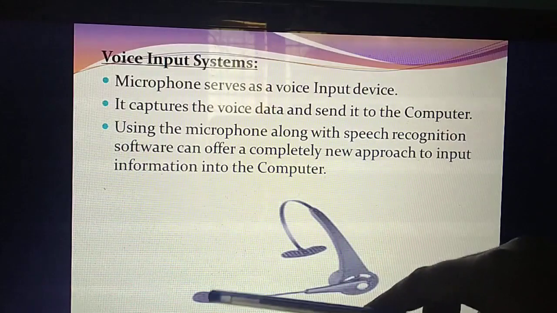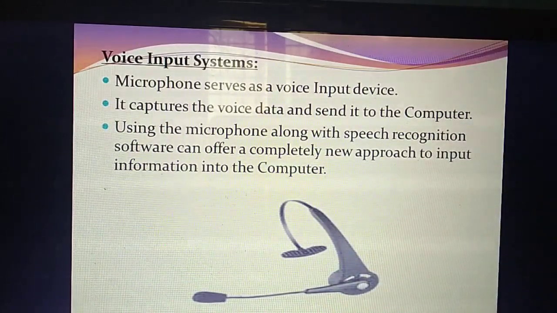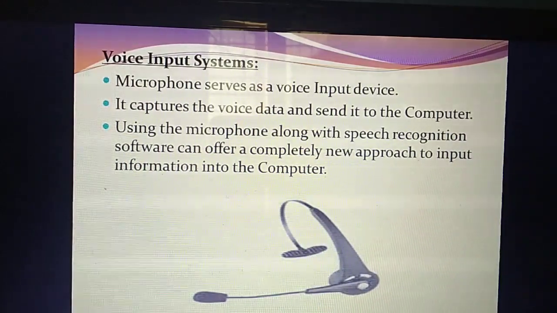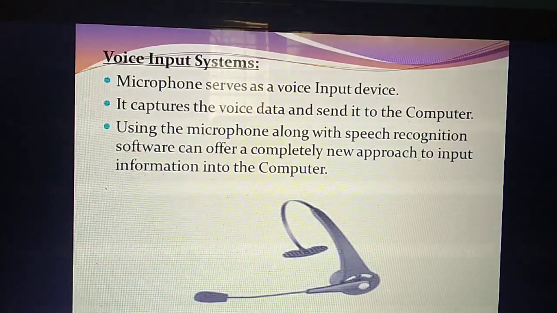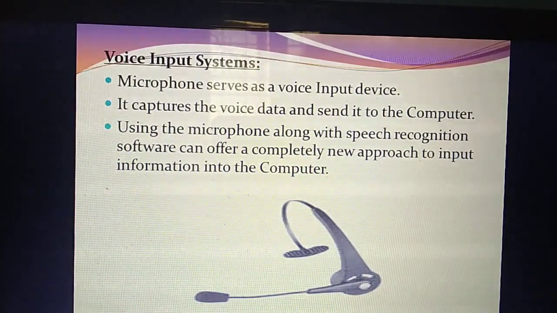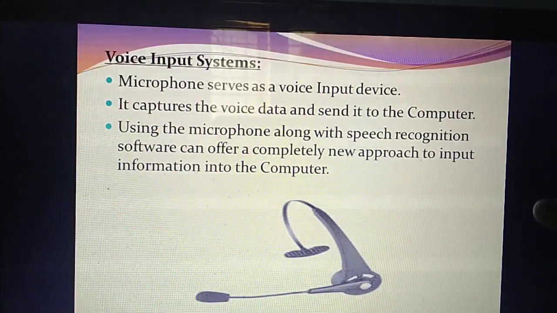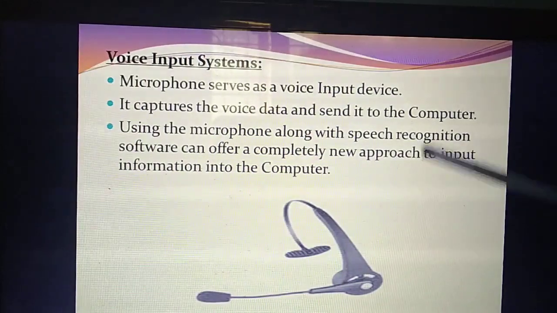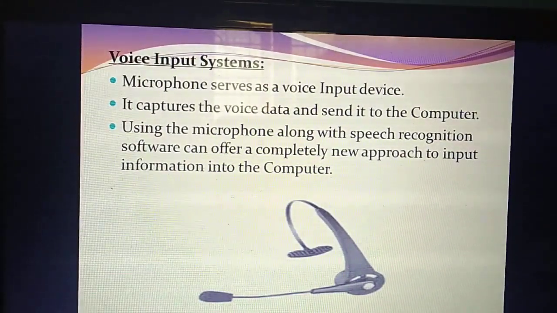In this picture, the microphone is present at the front. You hold the device on your ear, and first you speak in front of this mic. If you speak, it captures your voice as data, and that data is sent to whom? Computer. Now from the computer you need to recognize the voice. Using this microphone along with which software? The speech recognition software, you are using to get the information into the computer.